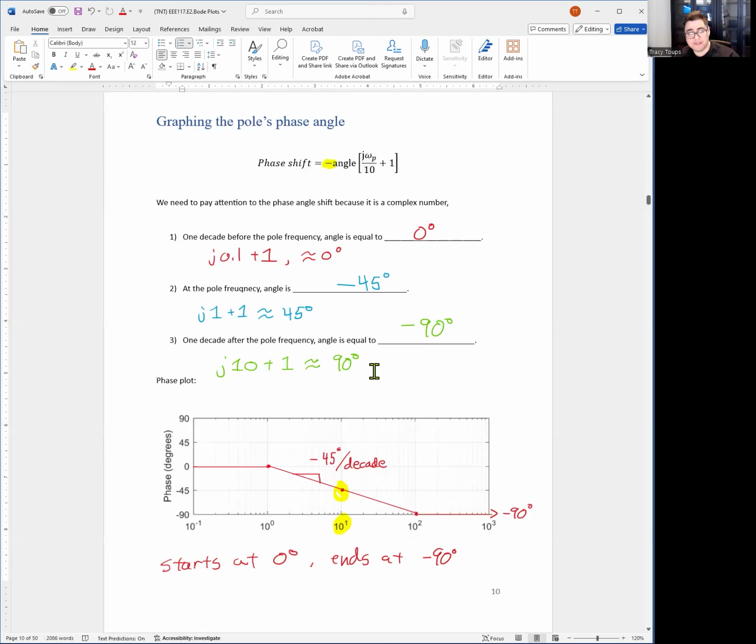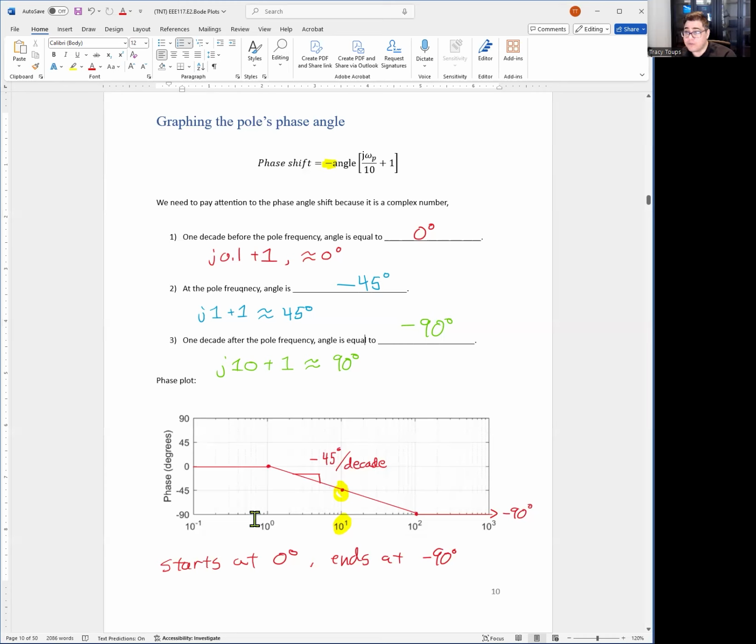Okay. Now there's a big difference. In the magnitude, it keeps going forever, negative. But on phase shifts, imaginary numbers can only max out at negative 90 degrees, right? A J cannot go past 90 degrees. A negative J cannot go past negative 90 degrees, okay? So at 100 and onwards, it's going to be a flat negative 90 degrees.